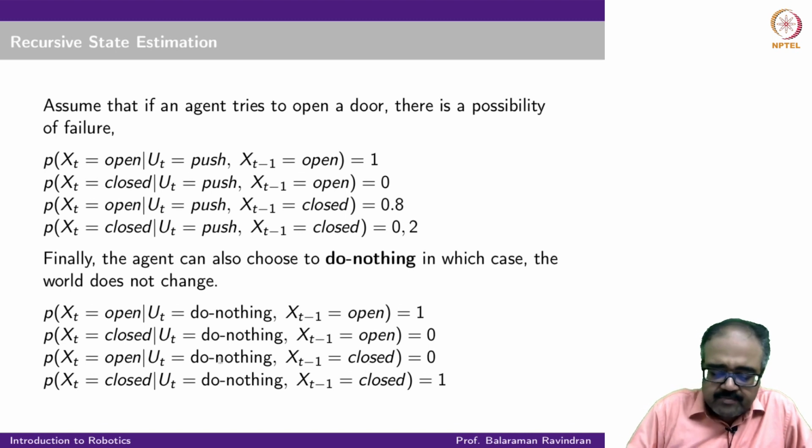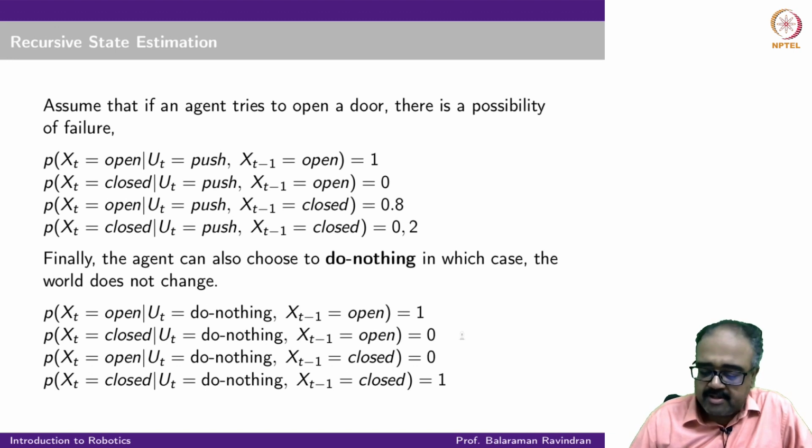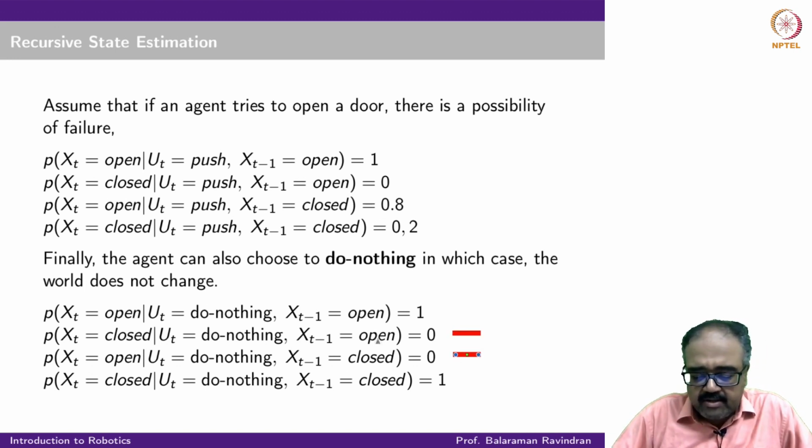The door was closed, I do nothing, and the door now becomes open. Never happens. Probability is 0. The door was open, I do nothing, the door now becomes closed. Never happens. The probability is 0. So both these events have a probability of 0. And so if the door is open, it continues to remain open. If the door is closed, it continues to remain closed if I do nothing.